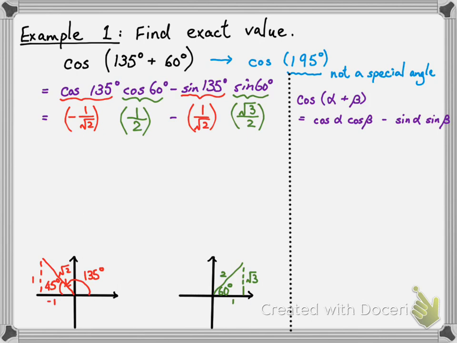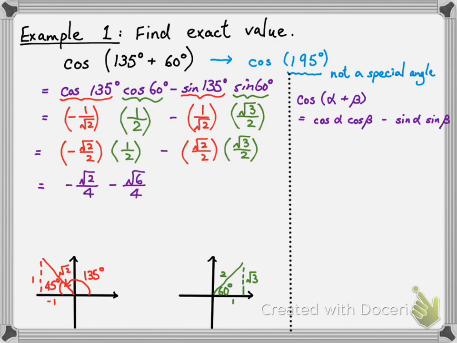Let's rationalize the negative 1 over square root of 2 and 1 over square root of 2. We will have negative square root of 2 over 2 times half, minus square root of 2 over 2 times square root of 3 over 2. We will multiply the numbers, and we have negative square root of 2 over 4 subtract square root of 6 over 4. And therefore, the final answer is negative square root of 2 minus square root of 6, over 4.